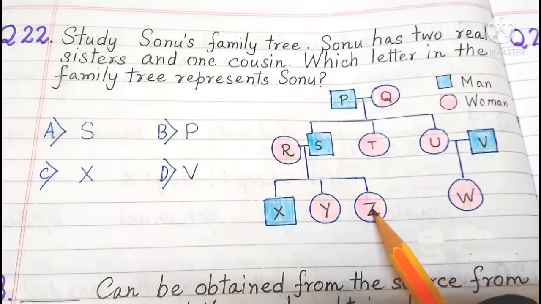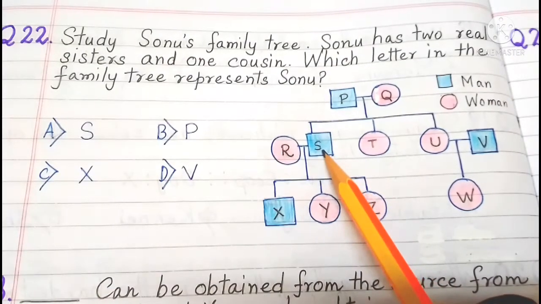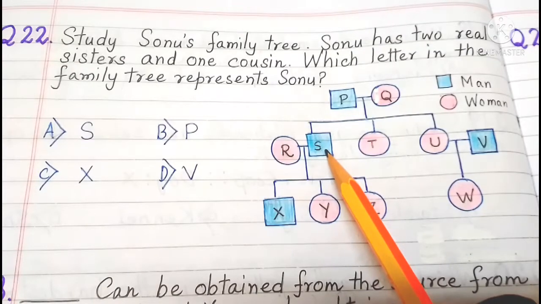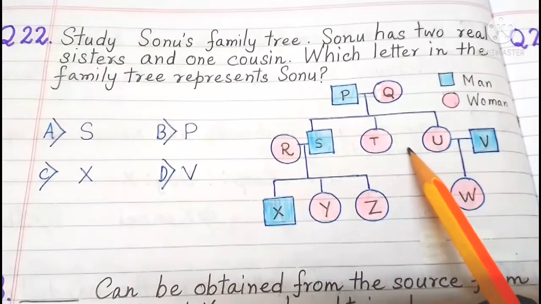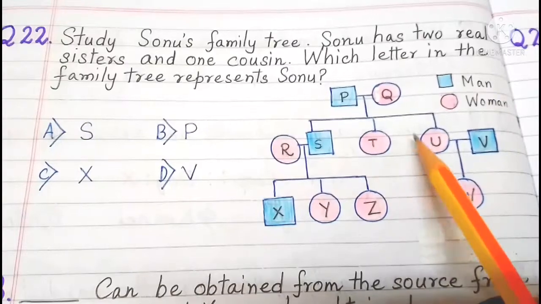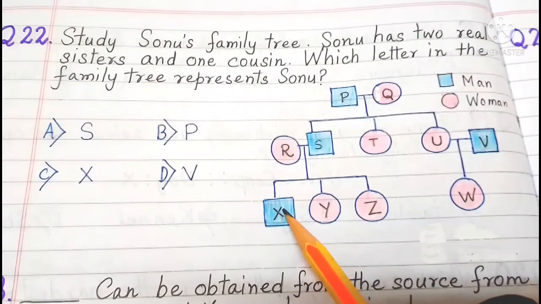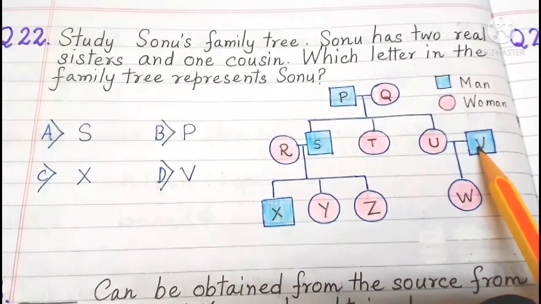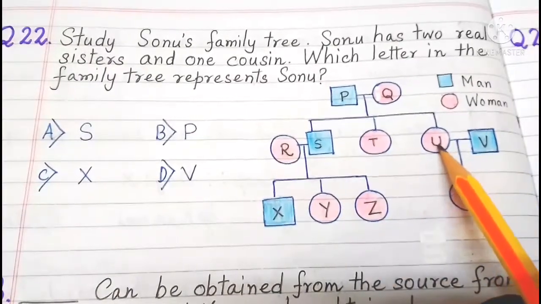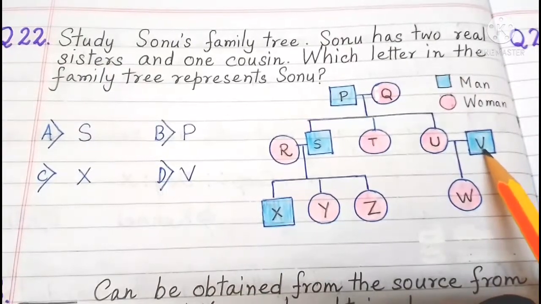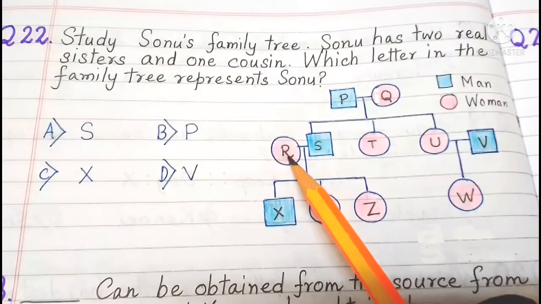So let's consider if this is a male. Say for example, if this is Sonu, S. Then does Sonu have any cousin? I think there is no cousin represented here. These two are Sonu's real sisters out of PQ parents. Now, if this is Sonu, this cannot be Sonu because he is an external person, another man married to a daughter. This person is coming from another family. So as this R is coming from another family.